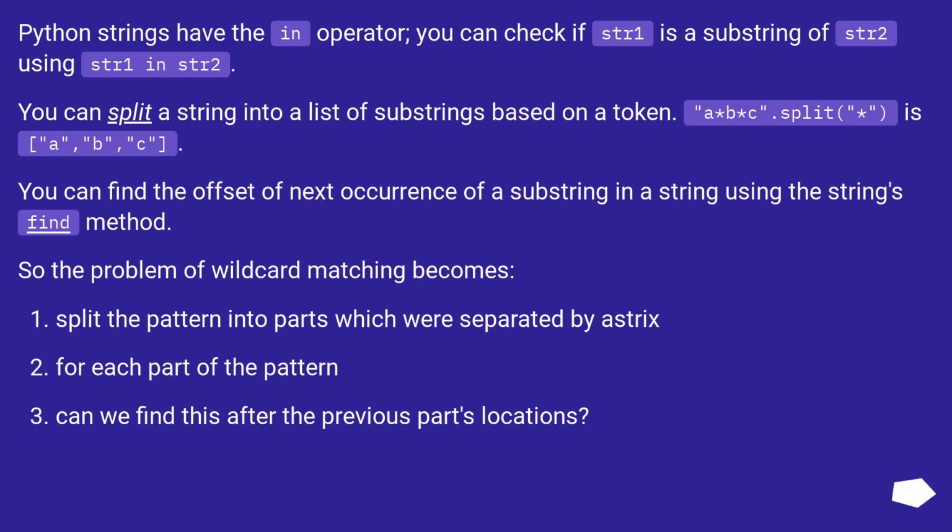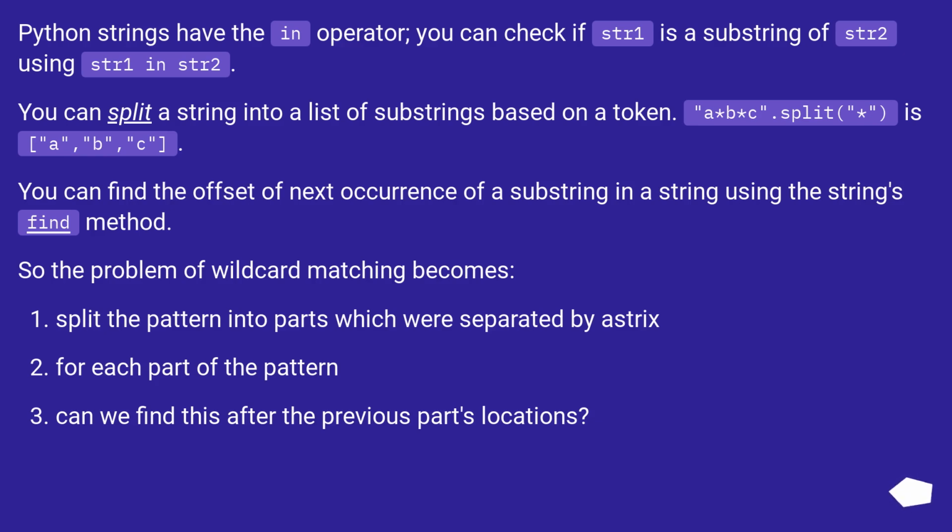Python strings have the in operator. You can check if str1 is a substring of str2 using str1 in str2. You can split a string into a list of substrings based on a token. "a*b*c".split("*") is ["a", "b", "c"]. You can find the offset of the next occurrence of a substring in a string using the string's find method.